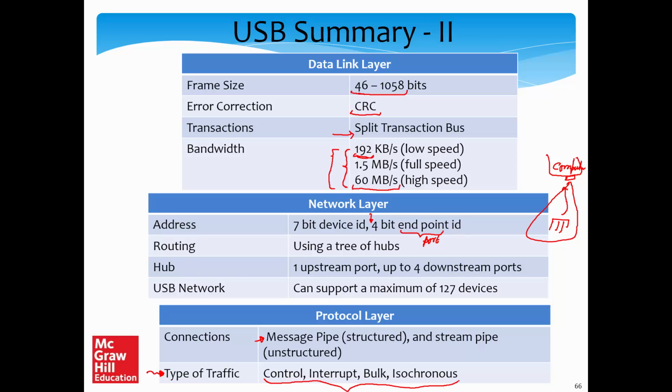So we have 4 kinds of protocols. The control is for control messages. Interrupt is for a keyboard and mouse interrupt, where something is being sent to the processor for immediate action. Bulk will be mainly for printers, and isochronous is where the rate of data sending is constant. So that would be a web camera or other kinds of recording devices.